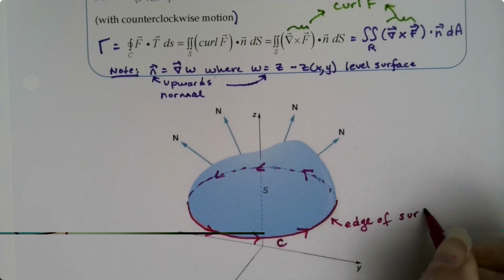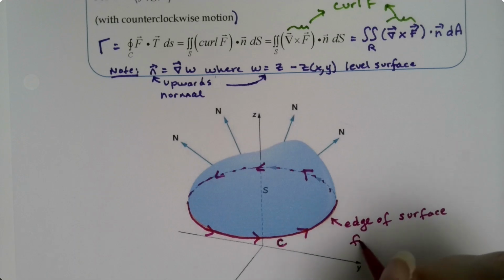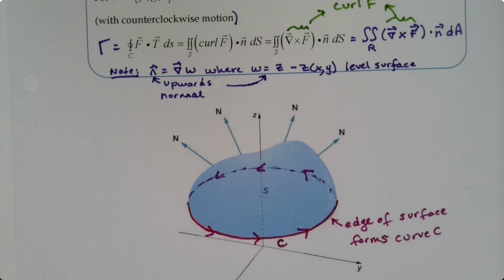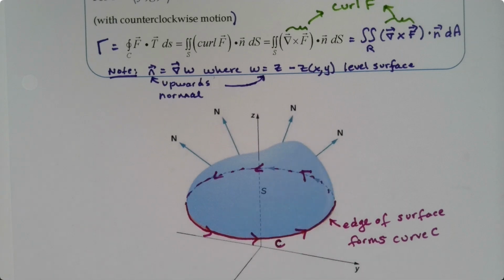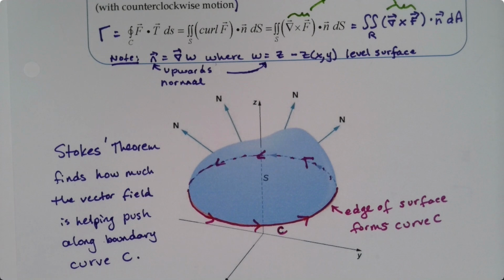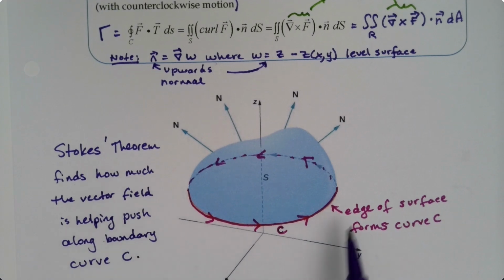It forms a curve. That's what it means when it says it's bounded by that curve, right? So you have the edge of the surface, it's bounded by that curve, it's forming that curve, and so Stokes' theorem determines the circulation along that curve based on this vector field and this surface. So Stokes' theorem is finding how much that vector field is pushing along that boundary curve.